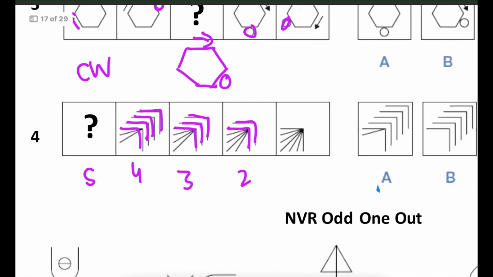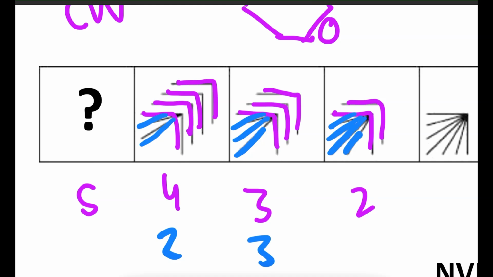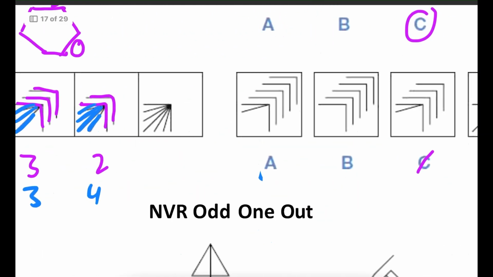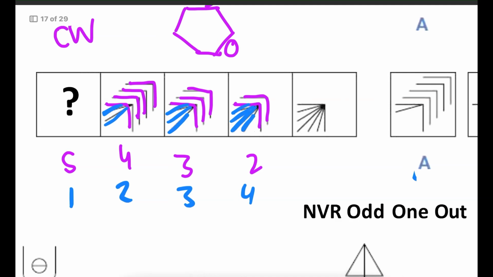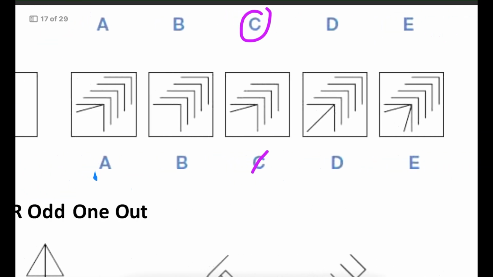Now we've got some diagonal lines. So here we've got 1, 2. Here we've got 1, 2, 3. Here we've got 1, 2, 3, 4. So they're increasing by 1 each time. So here we're going to have 1 right-angled line, and they're starting at the top and going down that way when you add 1 each time. So the answer for this one is A, because that's got 1 diagonal line.